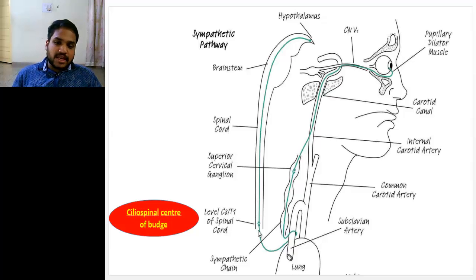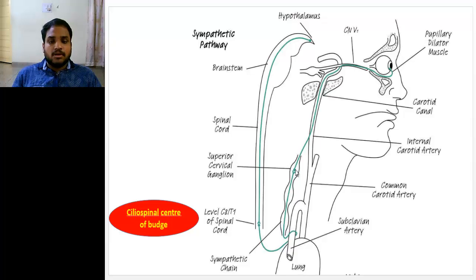Now from there the second order neurons start. Second order neurons exit at the T1 level, then travel along the cervical sympathetics, which have a close relation with the apex of the lung as well as the subclavian vessels. So that is the second order neuron. They exit at T1, travel along the cervical sympathetic chain, and synapse in the superior cervical ganglion.